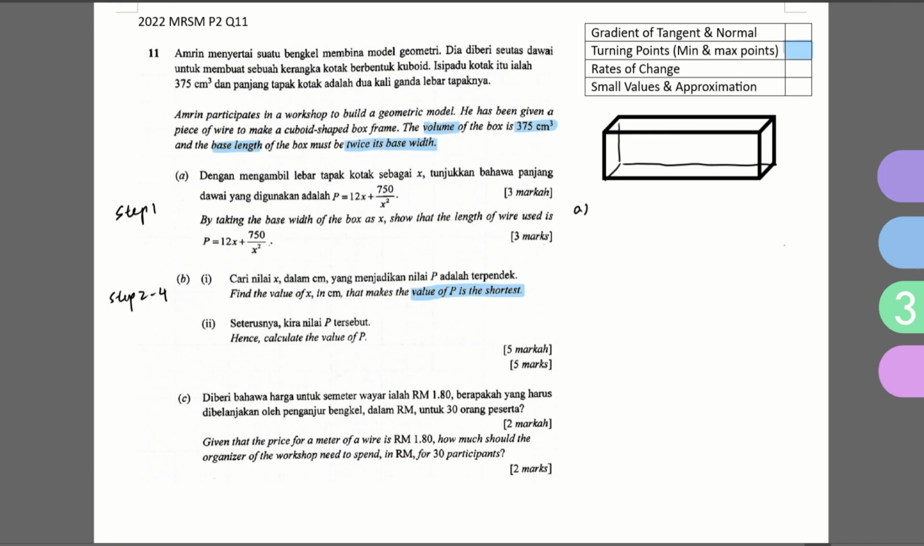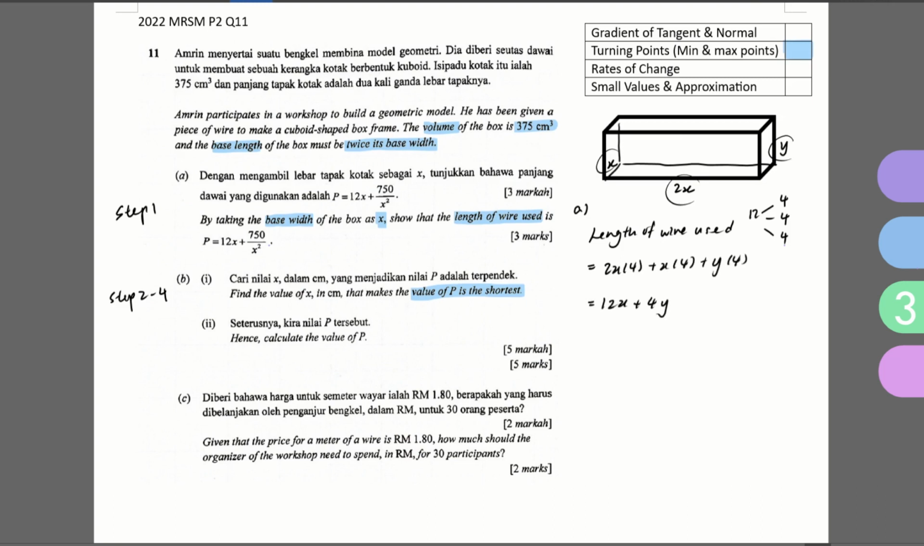By looking into part A, our base width is x, and we need to show that the length of wire used is this equation. Now let us just find the length of wire first. Since the width is x and the base length is twice the width, the length will be 2x, and for the height it didn't give us anything, so we just put a y first. And since a cuboid has 4 lengths, 4 widths and 4 heights, we can just multiply 4 for each of the sides and add it up together.